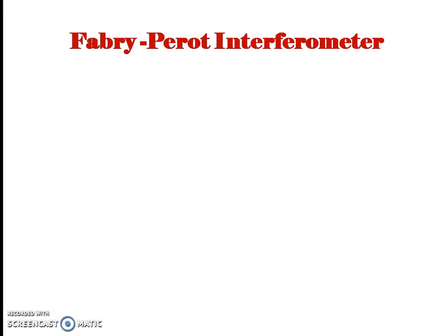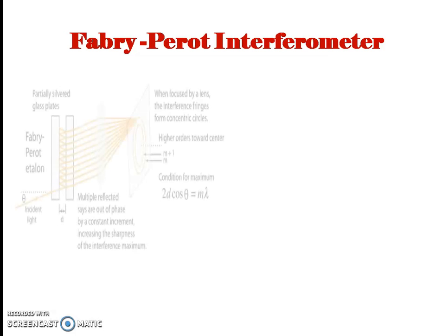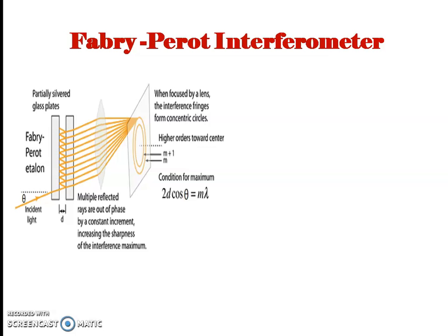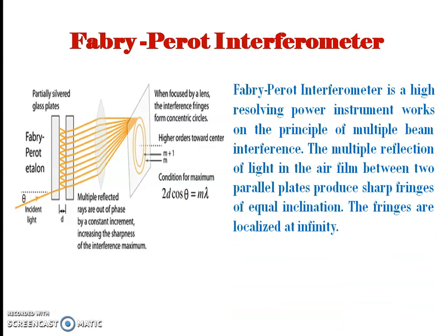In this interferometer, interference fringes of constant inclination, called Haidinger fringes, are obtained by transmitted light after multiple reflections between two glass plates separated by a distance. So, the Fabry Perot interferometer is basically a high resolving power instrument which works on the principle of multiple beam interference. The multiple reflection of light in the air film between two parallel plates produces sharp fringes of equal inclination. The fringes are localized at infinity.